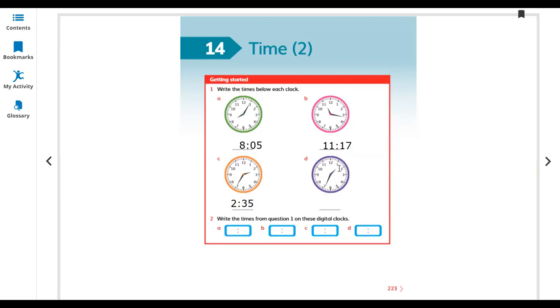And D, it's 1 hour. It's not exactly on 7, a little bit back. So 34 minutes. In the second part, you will write all these times on a digital clock. This is an analog clock and this is a digital clock. So the time is 8 hours, 5 minutes, and so on. You just look up and write it here. So let's move to the next page.